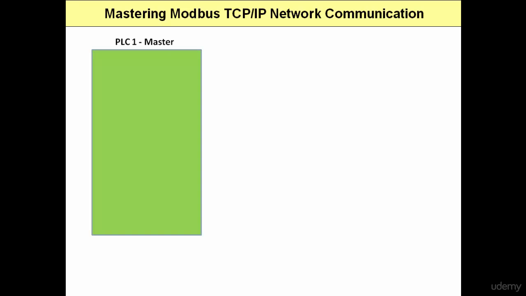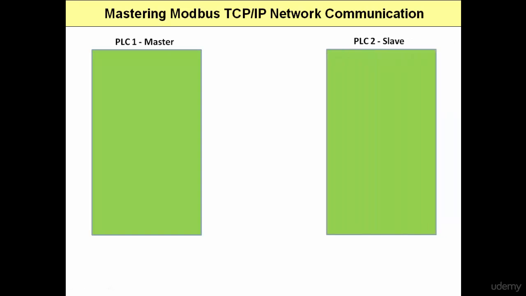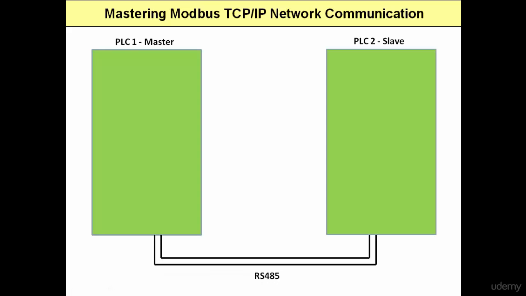Okay, now keeping the analogy that we just saw in mind, I'm going to show you an example now of two programmable logic controllers or PLCs communicating via the Modbus protocol. PLC1 is the master and PLC2 is the slave. Both PLCs are Modbus compliant and have RS-485 communication ports. And those ports are for the exchange of Modbus data, of course.